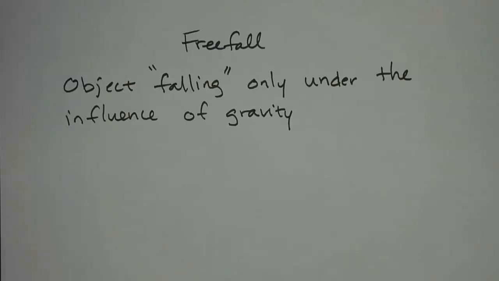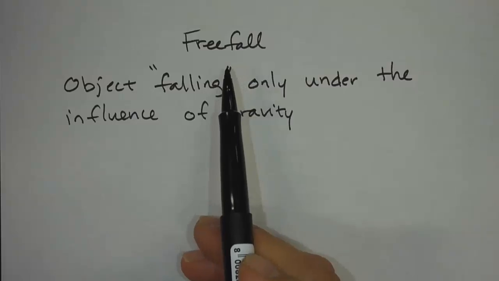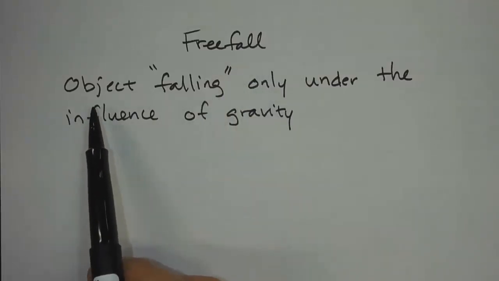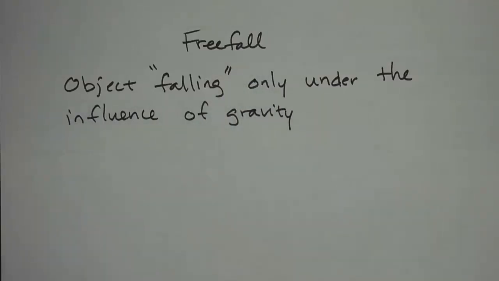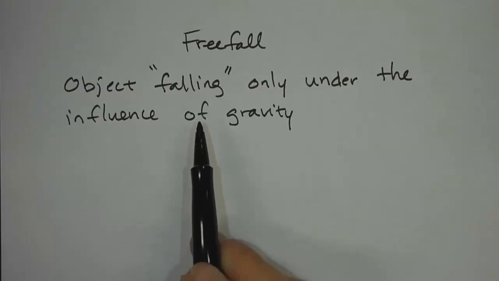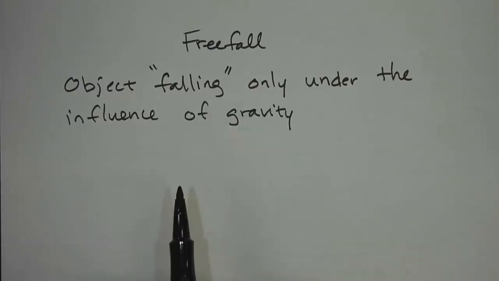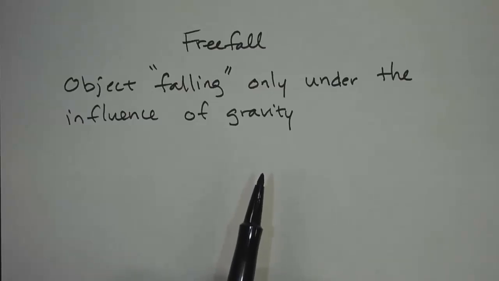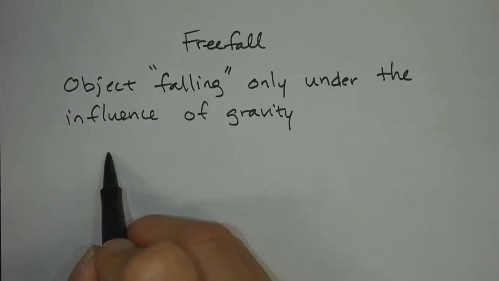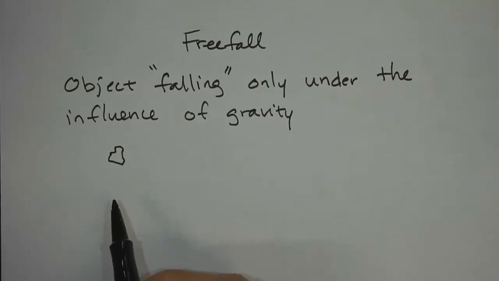In this video, we're going to go over the concept of free fall. When we talk about free fall in physics, we're saying that an object is falling only under the influence of gravity. I put "falling" in quotes because you could throw an object up in the air, and if the only force acting on the object is gravity, we would still refer to that as free fall.